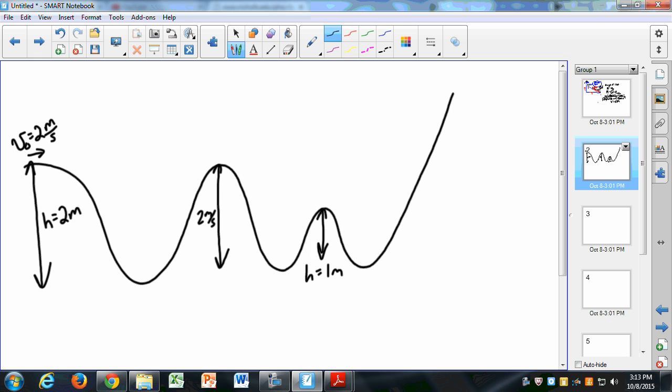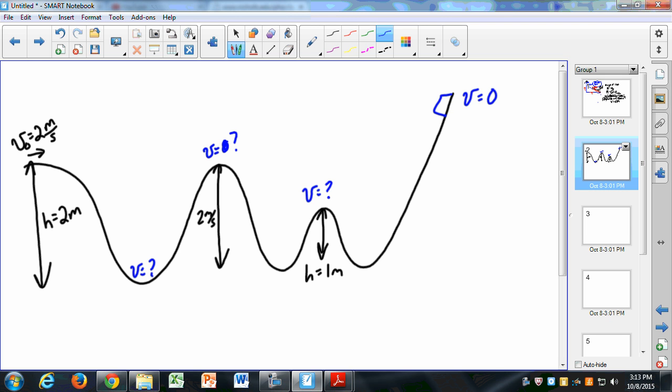And I want to know a few things. I want to know the velocity here. I want to know the velocity here. The velocity here. And I want to know how high it comes up here when the velocity is equal to 0.